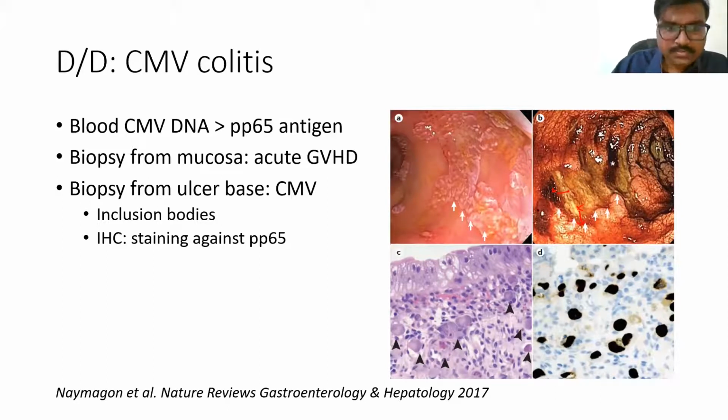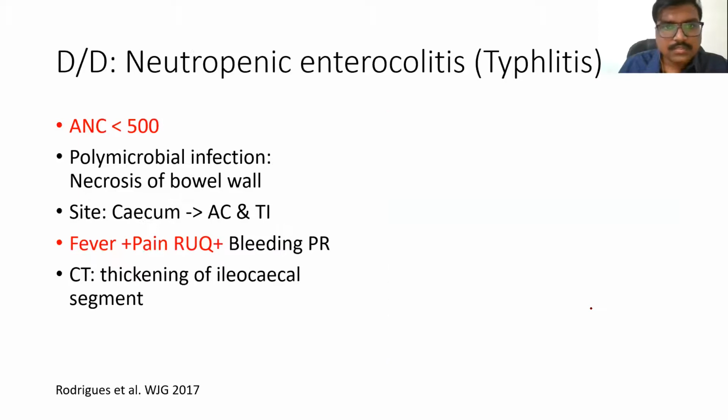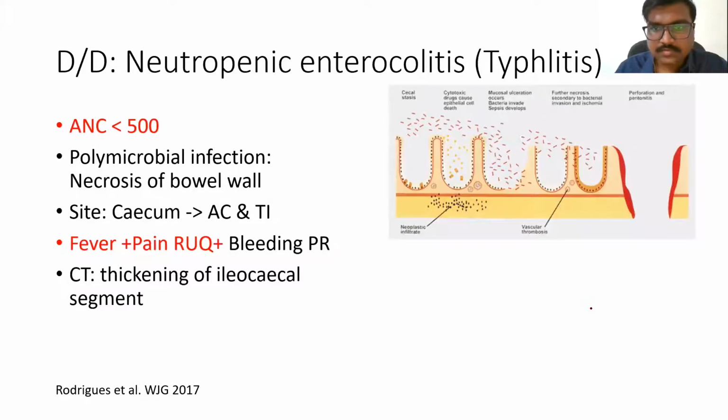CMV, as we know, is diagnosed by characteristic intranuclear and intracytoplasmic inclusion bodies, and they can be confirmed on immunohistochemistry. Neutropenic enterocolitis is another possibility in these patients. Usually, this occurs in patients, let's understand the pathophysiology, where there is intense chemotherapy.